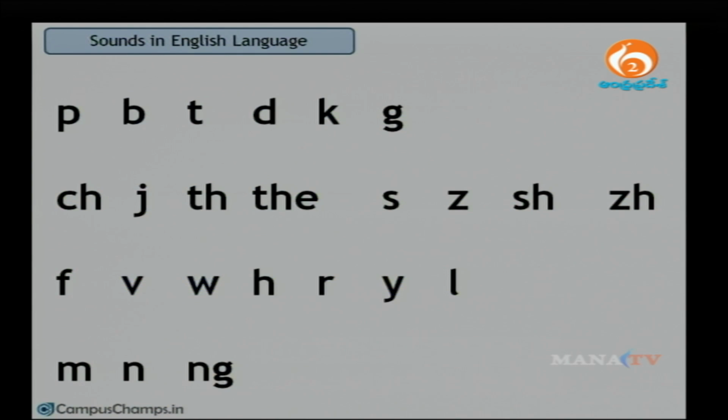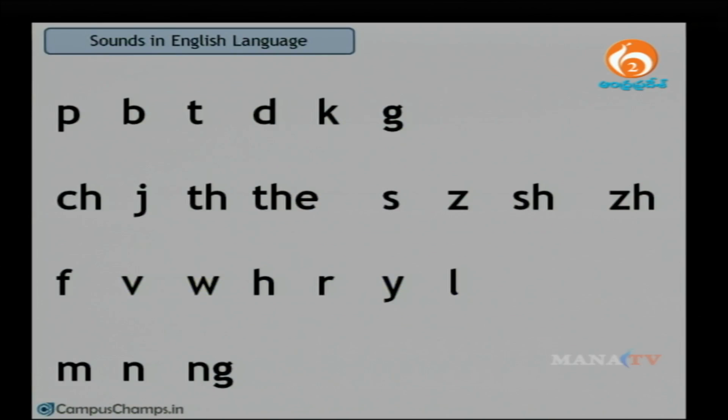It's not R, like in India where we say R, raining. It's R, Y and L. It's L. The last three sounds are M, N and Ng. For example, drinking, walking, singing, ing. So, the ng sound is ing. Every ing sound will have the ng.